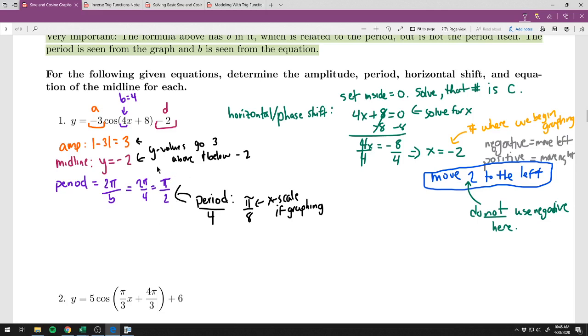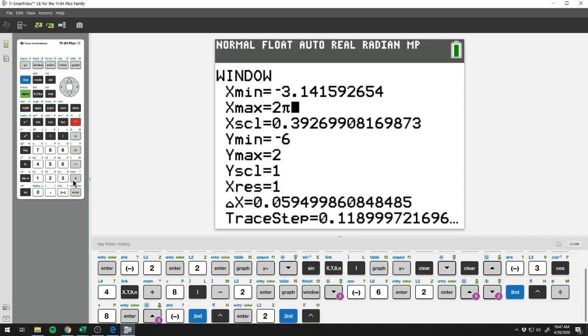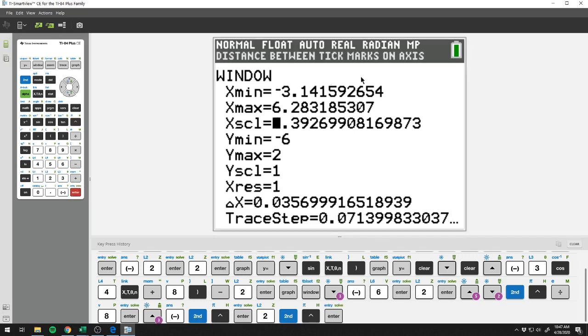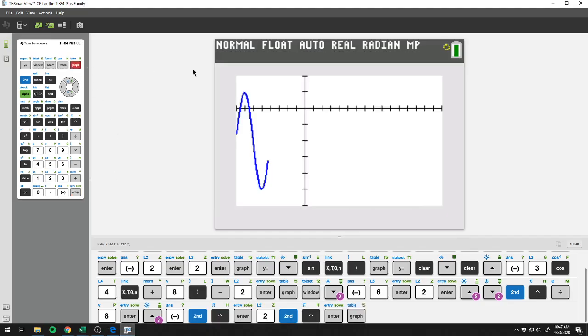So since the period's pi over 2, if I can graph maybe 6 periods of it, that'll be 3 pi. So I'm going to do negative pi to 2 pi. Just something where there's not going to be too many. So I should see 6 periods because I did 3 pi of a range.